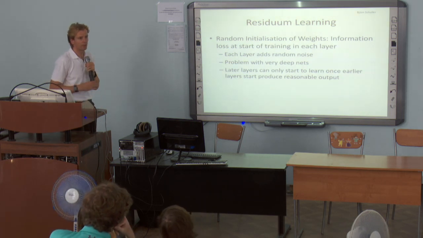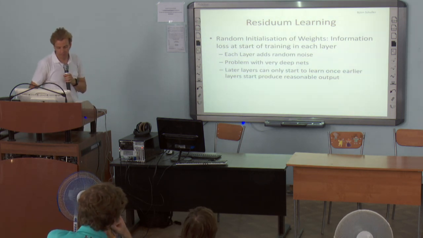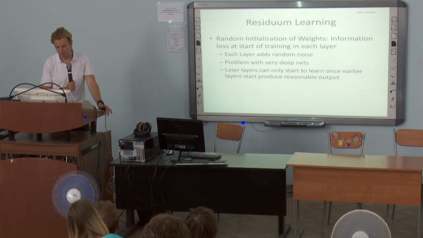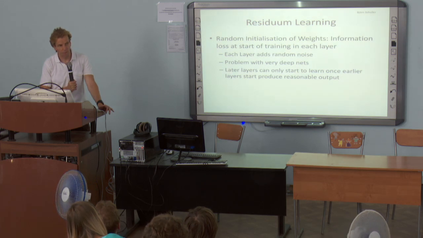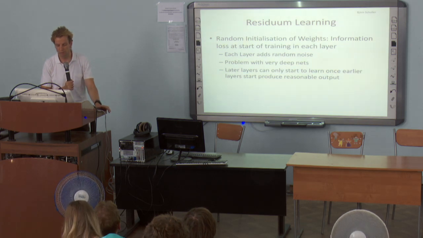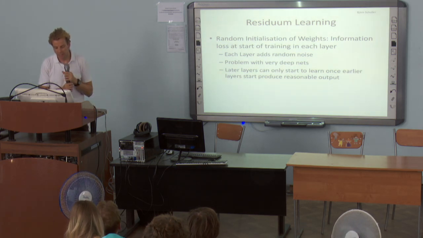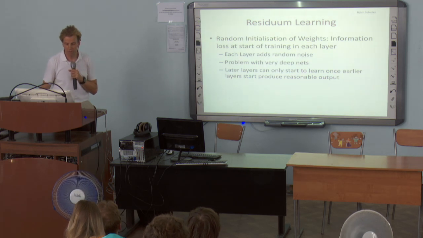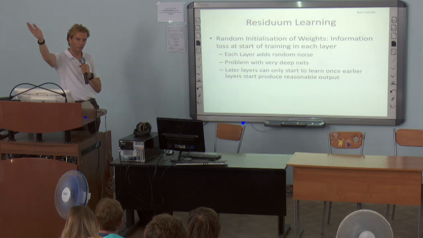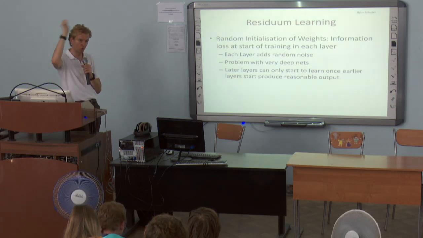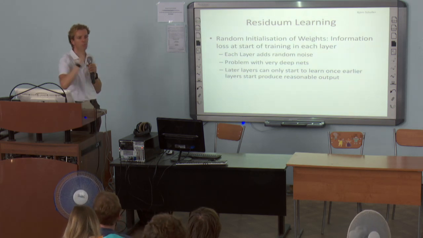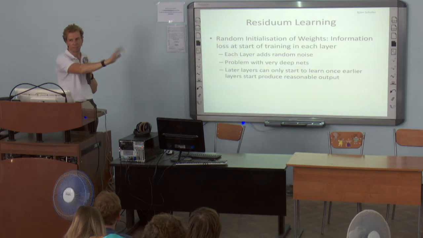So, I mentioned already residual learning, another trick to overcome problems if the networks become deep, because the information loss at the start of each training layer is impacted by random initialization. Each layer adds further noise to the network, so if you do random initialization, the later layers can only start to learn once earlier layers start to produce reasonable output. So you have to train for very long, because you first have to have the layers close to where you propagate the error back become reasonable before it gradually becomes more and more reasonable in the deeper layers.